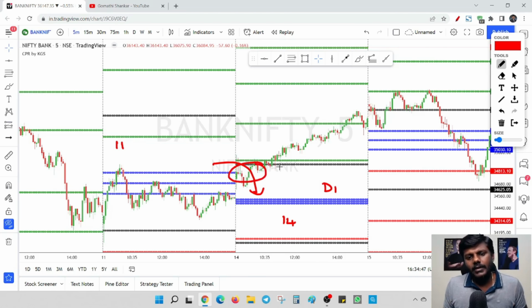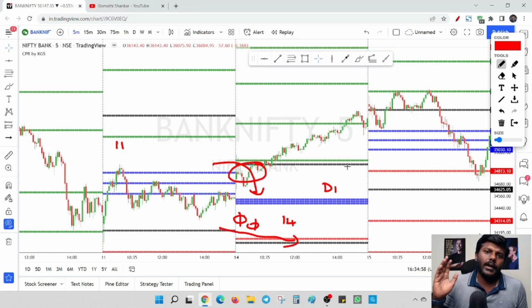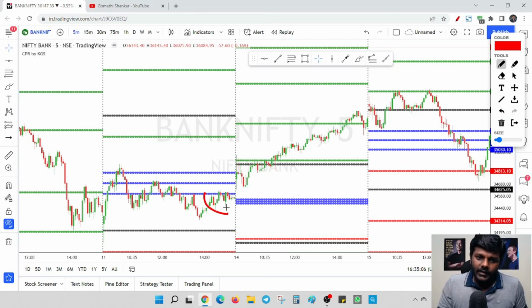Whenever there is a descending CPR, we want the candles to trade below the descending CPR and we want the market to go down. Whenever there is an ascending CPR, we want the candles to trade above the ascending CPR and we want the market to go up. In this particular day, we are having a descending CPR. The candles are not opening below the descending CPR, but the candles are opening above the CPR. Now just observe for the first 1 hour or 2 hours.